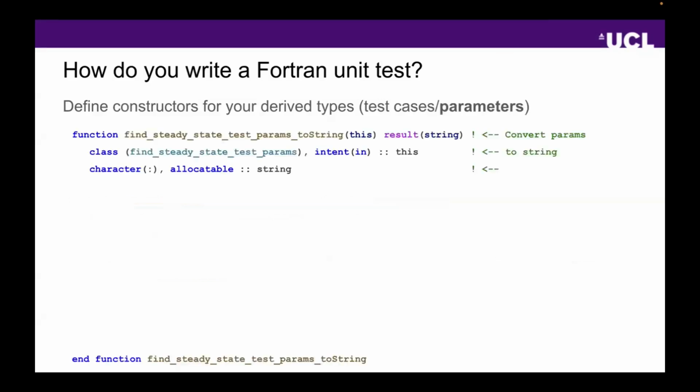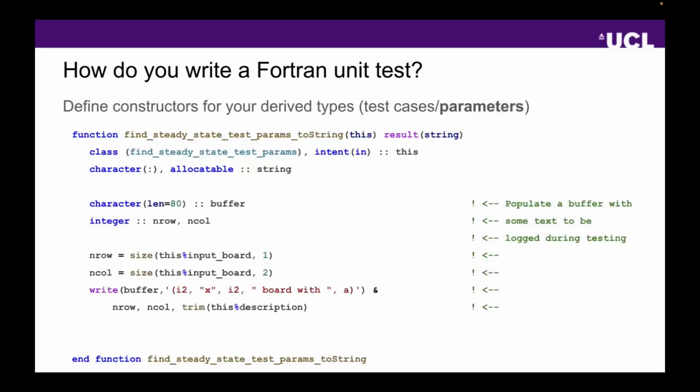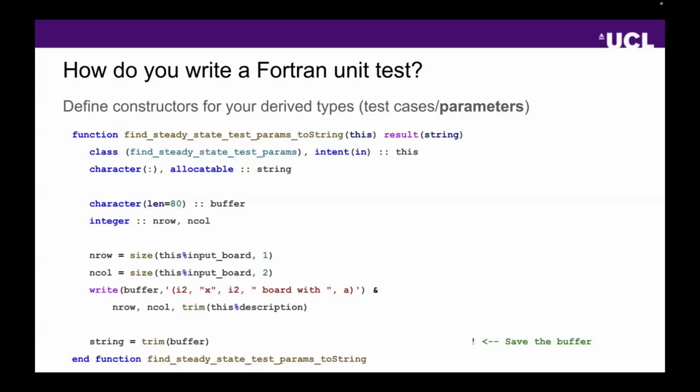The next thing is that toString function. That's converting our parameter type to a string to be printed to the terminal. Again, this is just for a bit of extra logging. It's a function which takes in the parameter type and returns a string, or a character array. You can write whatever you want in here, but I've decided to print the size of the board, input board, and the description. I'm saving that to a buffer and then trimming it and saving it to the string to be returned. But this can change however you want. You could make it write almost nothing if you're not really bothered about this, but I find it useful to get a bit of information in case of a failure.